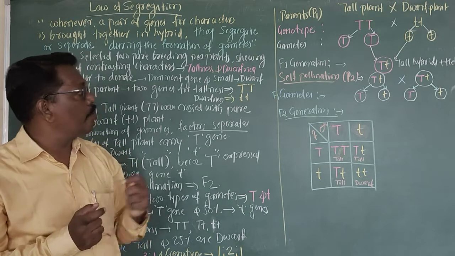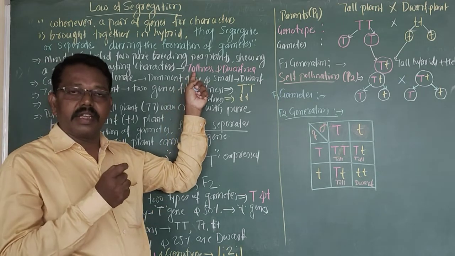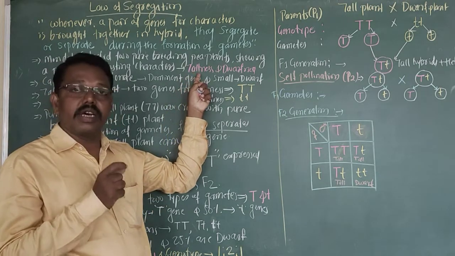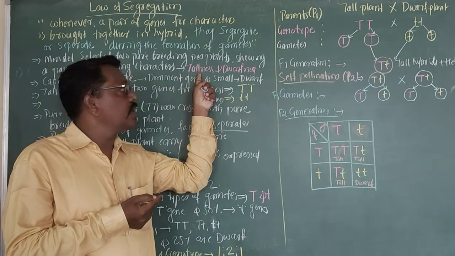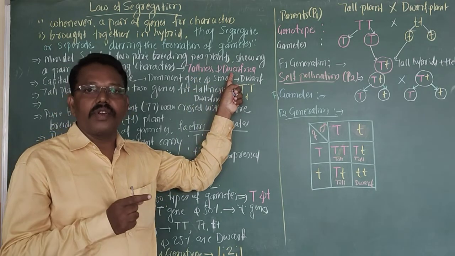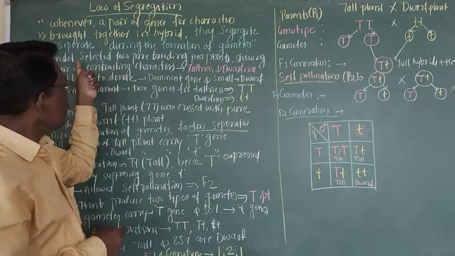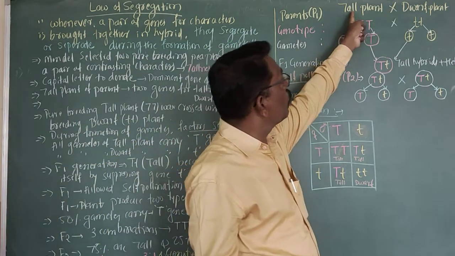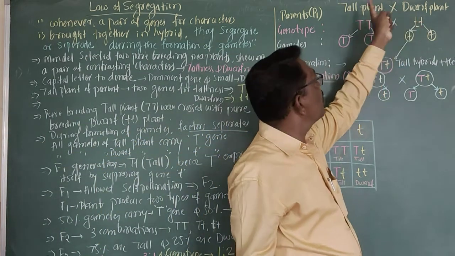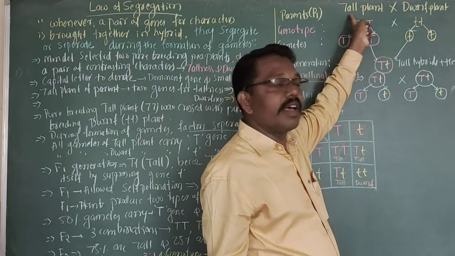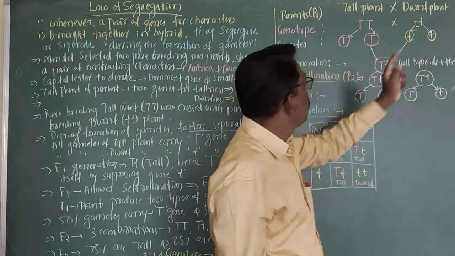Within the height of the plant body, there are two types. He mentioned the two types. One plant is tall in nature, and the other plant is dwarf in nature. Then Mendel selected two pure breeding pea plants. One plant shows tallness, and the other plant shows dwarfness.